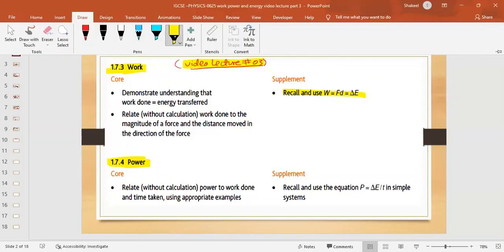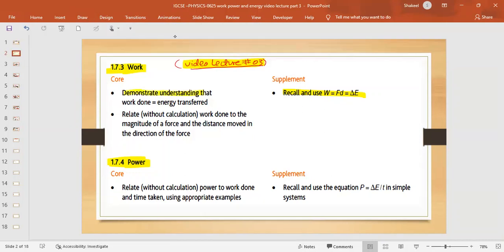So we'll be looking at work, and especially the concept that whatever work you do is equivalent to energy transferred or energy transformation. And we have to use two equations: work equals force into distance, and work equals change in energy. For power, we have to relate power to work done and time, and then look for energy changes in terms of the power.